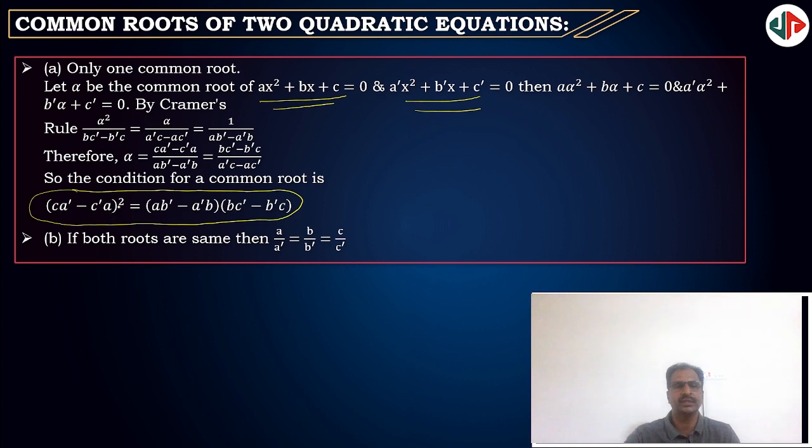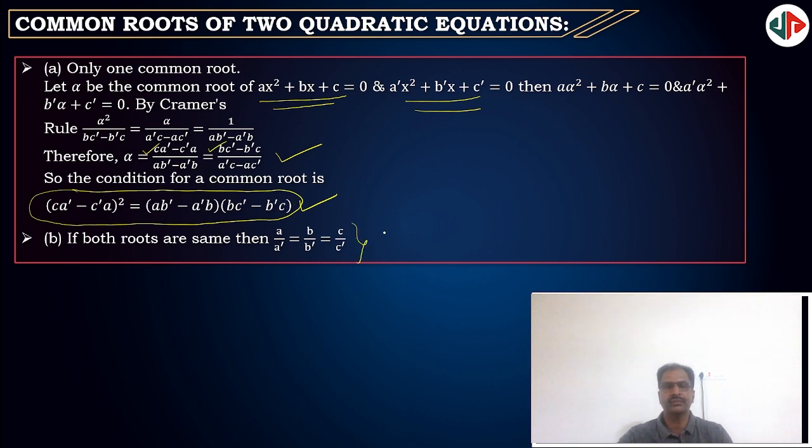CA dash minus C dash A whole square is equal to AB dash minus A dash B into BC dash minus B dash C. This is the condition for common root, and this is the formula for finding the common root alpha. You can use either of these two, either this or this. For finding common root, this is the condition for common root.